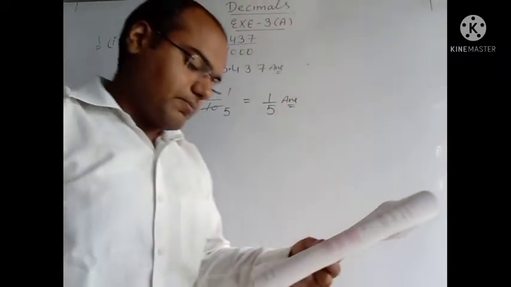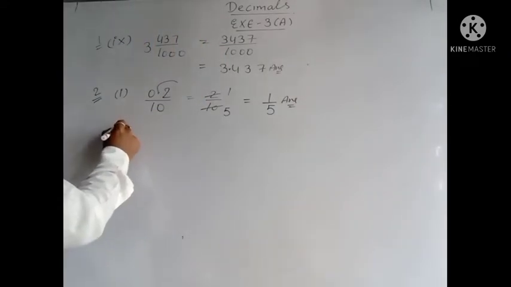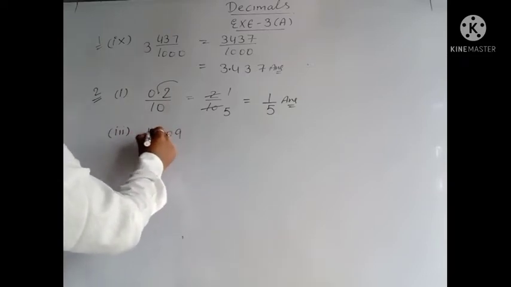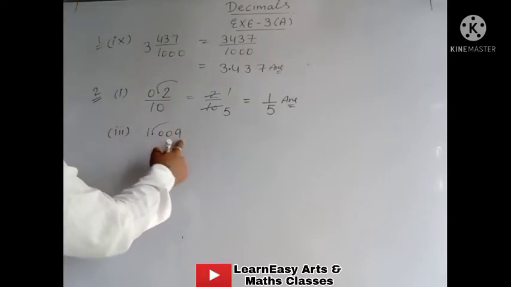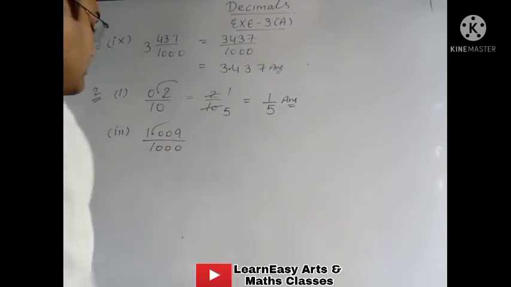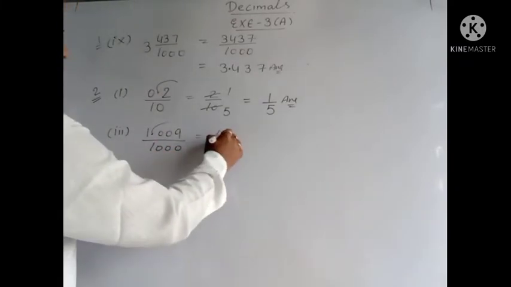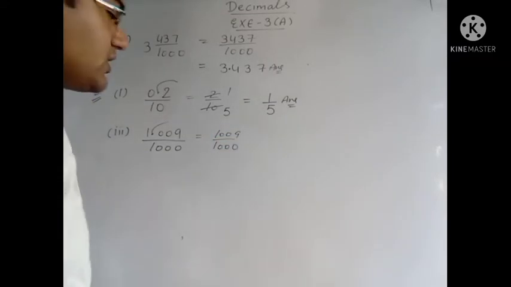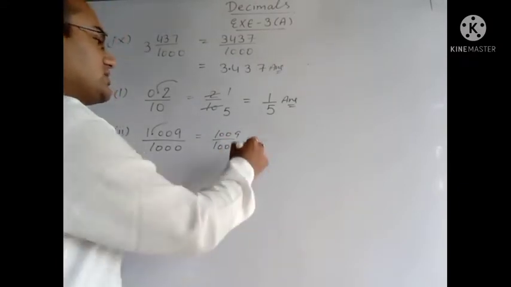Now see another part, part number third. Third part is 1.009. So first of all we have to remove the decimal. After the decimal 3 digits are there. That means in the denominator we will take 1000. Now in the next step we have to write it in simplest form. But if you observe very carefully, you will see that these two numbers do not come in the same table. It is not possible to cancel these two numbers with the same table. So this is your final answer.